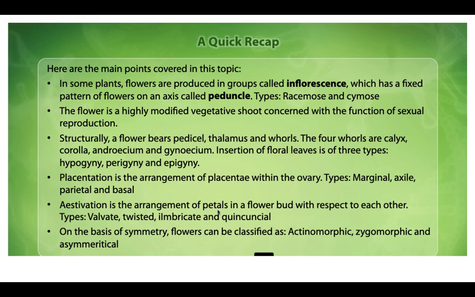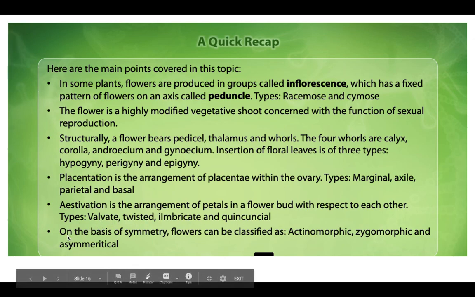Estivation is the arrangement of petals in a flower bud with respect to each other, and in this we have studied the different types of estivation: valvate, twisted, imbricate, and quincuncial. And on the basis of symmetry, flowers can be classified as actinomorphic, zygomorphic, and asymmetrical flowers. And in this way, we have covered our today's class.